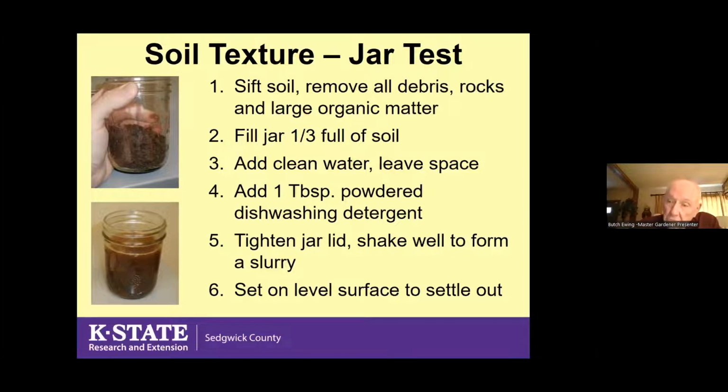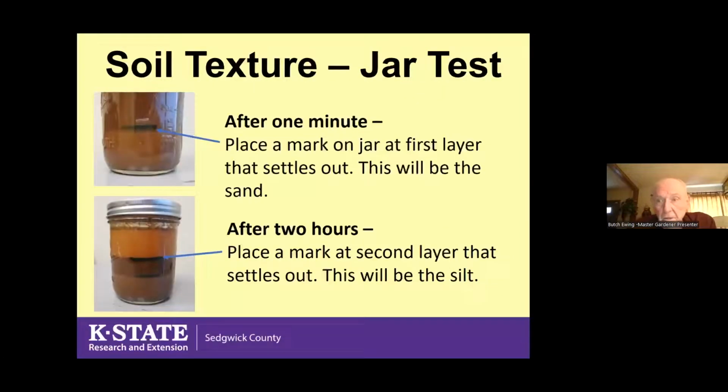And these particles will start settling out. So sand being our heaviest particle, it's going to be the first thing that settles out. So it'll make a layer in the bottom of the jar. So after just 1 minute, the sand will have settled out of this mixture. So without picking the jar up and moving it, use a felt tip and make a mark on the jar to mark the depth of that first layer. That'll be your sand layer.